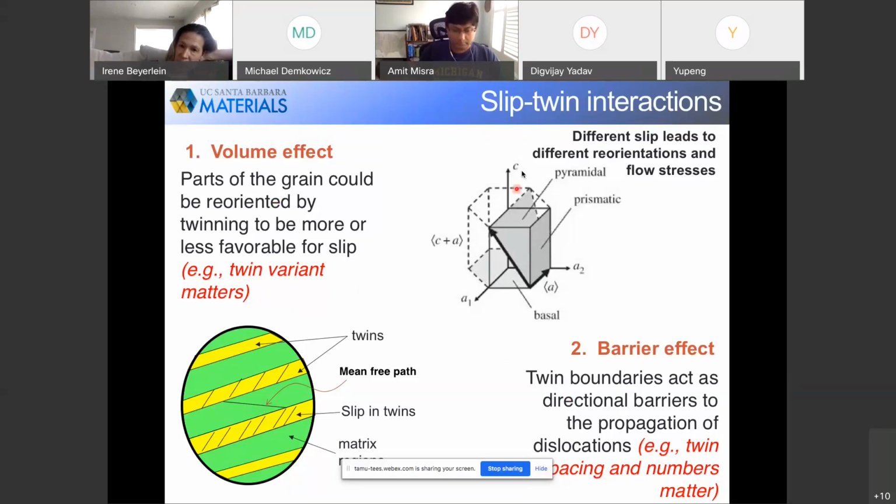There are several very strong slip-twin interactions. I like the third one that you brought up, which was the stress concentration in front of a twin, which could also change slip within that twin tip plastic zone, so to speak.